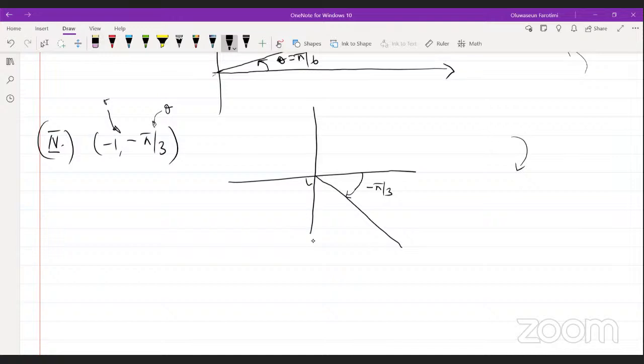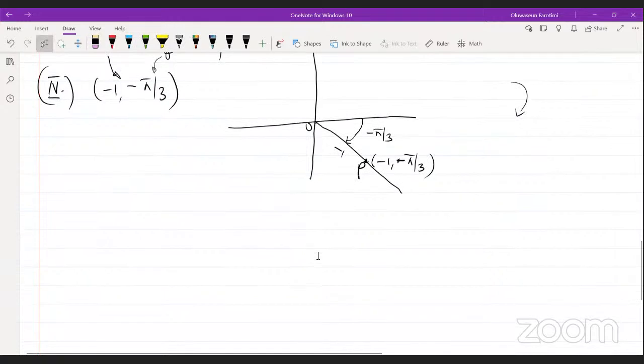So this is my origin. Of course, suppose this distance is -1. So that means this point has to be -1, negative pi over 3. Let's call it again point P. There are infinitely many of these examples we can come up with, but let's look at this interesting one.